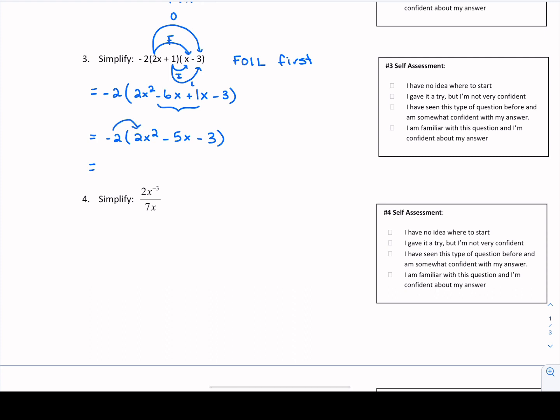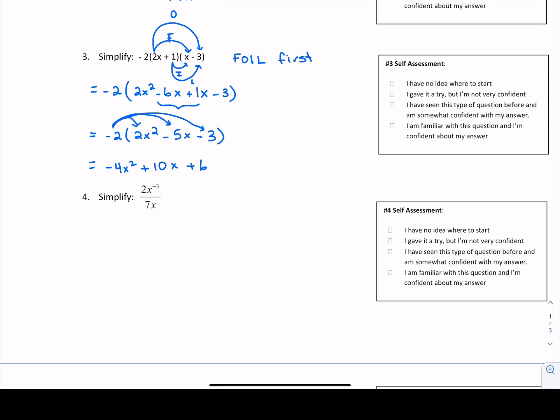Negative 2 times positive 2x squared is going to be negative 4x squared. Negative 2 times negative 5 is a positive 10 of those x's, and negative 2 times negative 3 is going to be positive 6. So this ends up being your final answer in simplified form because we've removed all of the brackets through multiplication and we've collected all of your like terms.